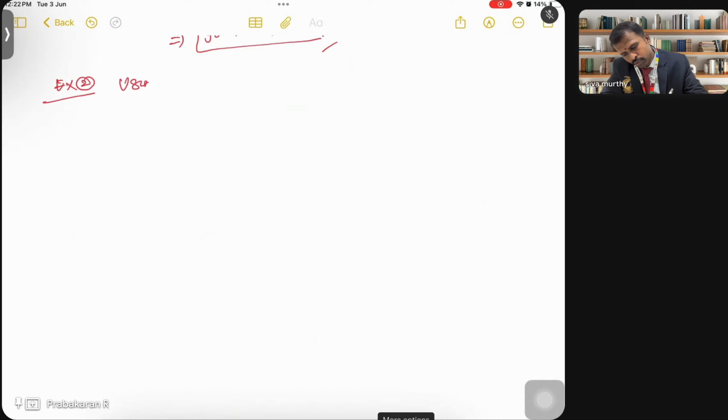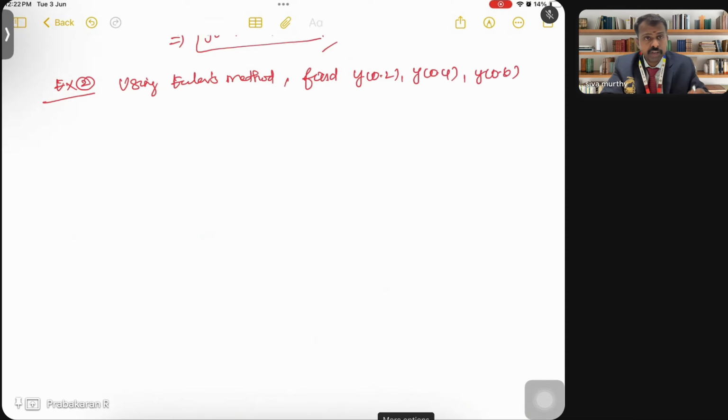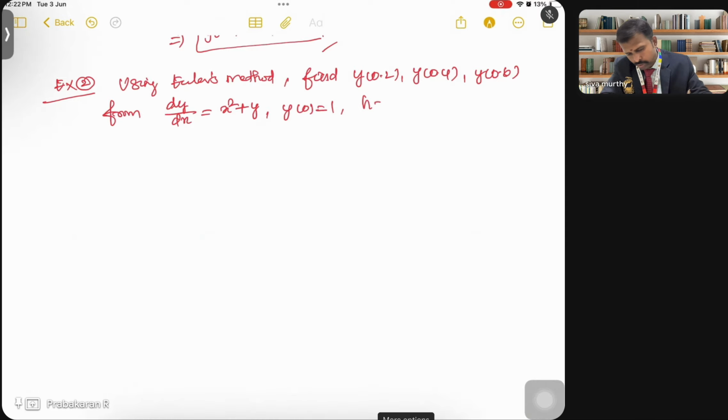So our question is, using Euler's method, find y of 0.2, 0.4 and 0.6. Here they are asking for 0.2, 0.4 and 0.6. It's not a simple problem. Okay, first I hope you understand. Then the differential equation they have given is dy by dx equal to x square plus y. Then y of 0 equal to 1 with h equal to 0.2, right?